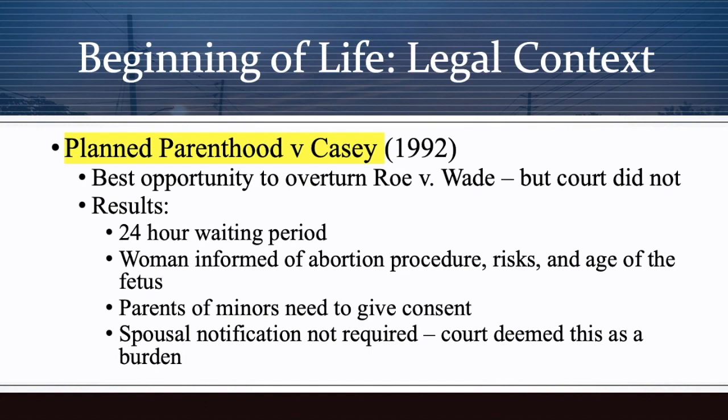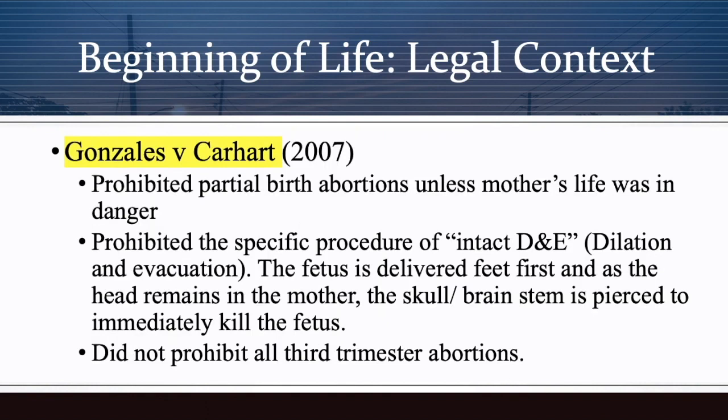But you can kind of see there, it is getting a little more strict. And many pro-choice advocates were very upset with this because they said that informing the woman of the abortion procedure's risk and the age of the fetus during that 24-hour waiting period was an attempt to influence the woman to not have an abortion. So pro-life activists would definitely like this, to try to influence women not to have the abortion. Okay, so that's Planned Parenthood versus Casey, 1992.